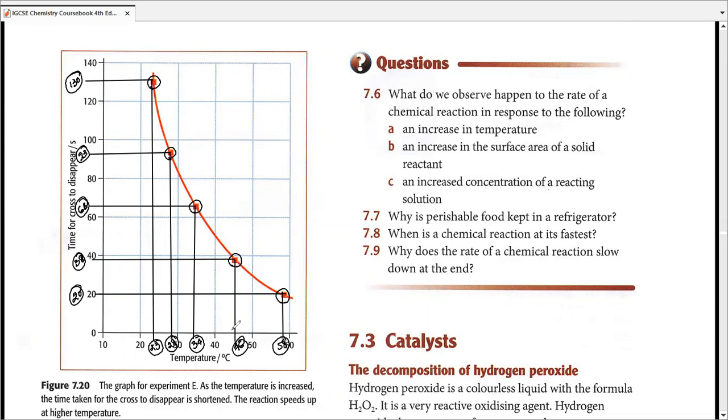If you increase the temperature, you see the time for the cross line to disappear in seconds is actually getting smaller, which means it has an inverse relationship. And that you can notice from a graph that has a decreasing trend.